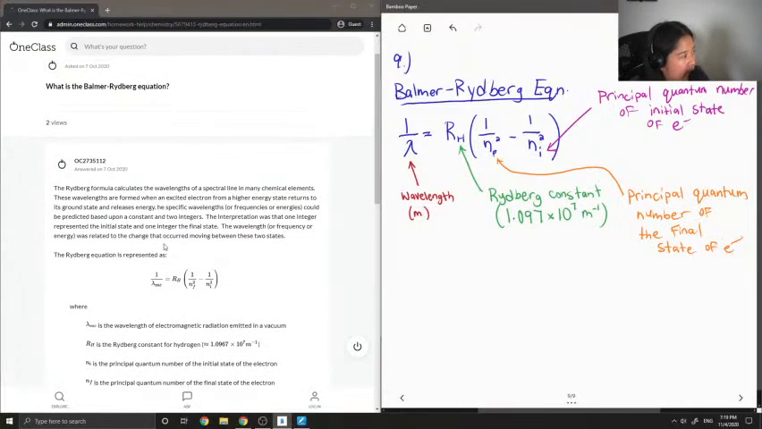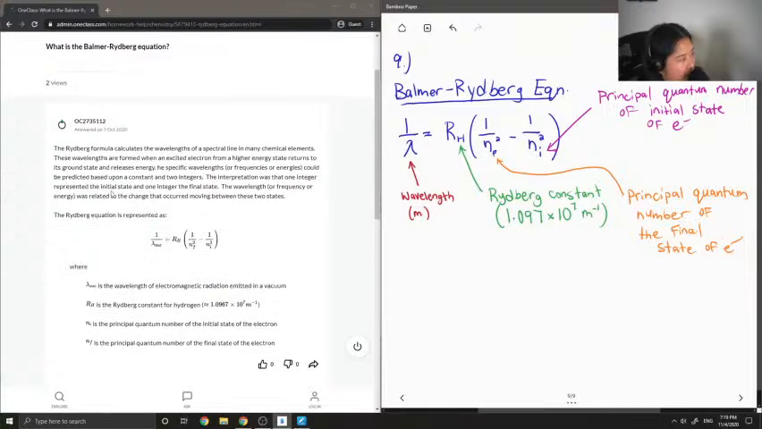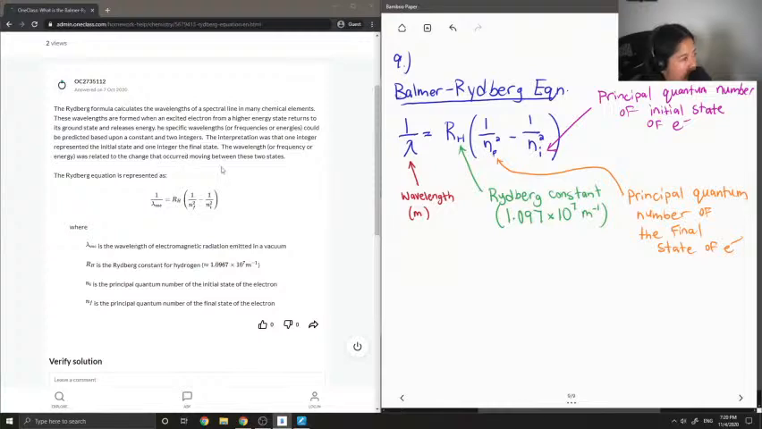Let's see what our junior tutor said. The Rydberg formula calculates the wavelengths of a spectral line in many chemical elements. These wavelengths are formed when an excited electron from a higher energy state returns to its ground state and releases energy. Specific wavelengths or frequencies or energies could be predicted based upon a constant and two integers. The interpretation was that one integer represented the initial state and one integer the final state. The wavelength or frequency or energy was related to the change that occurred moving between these two states.